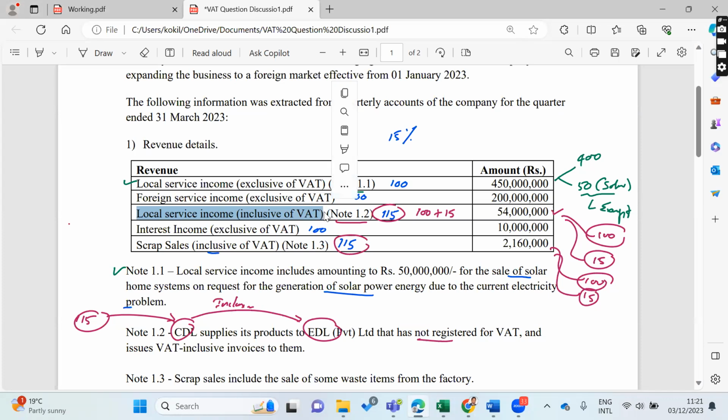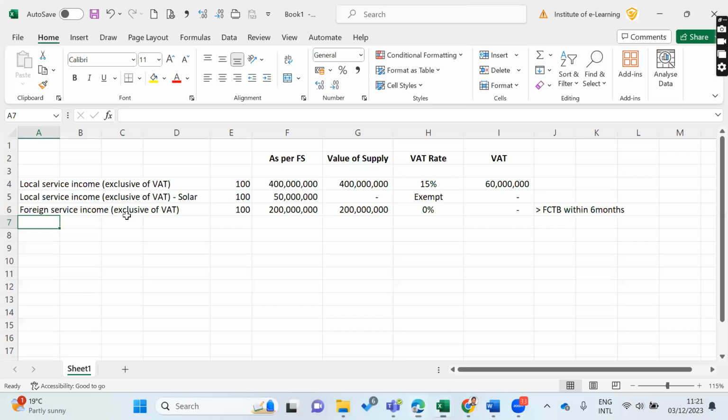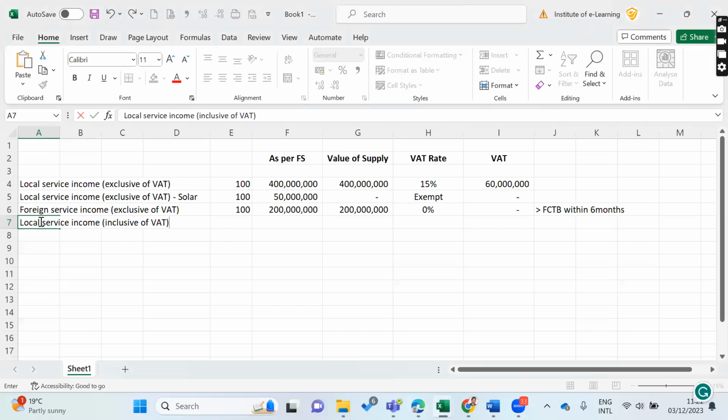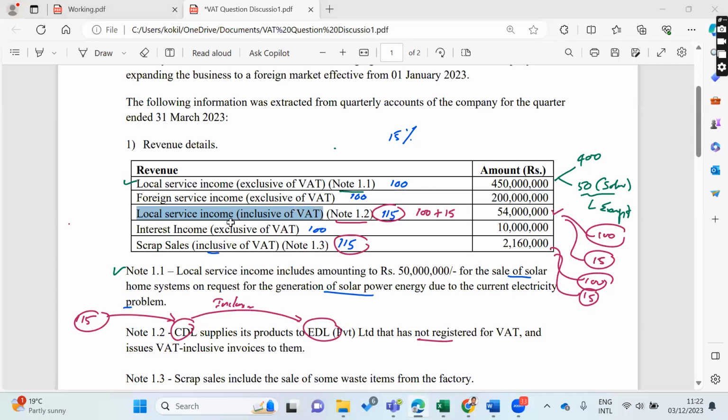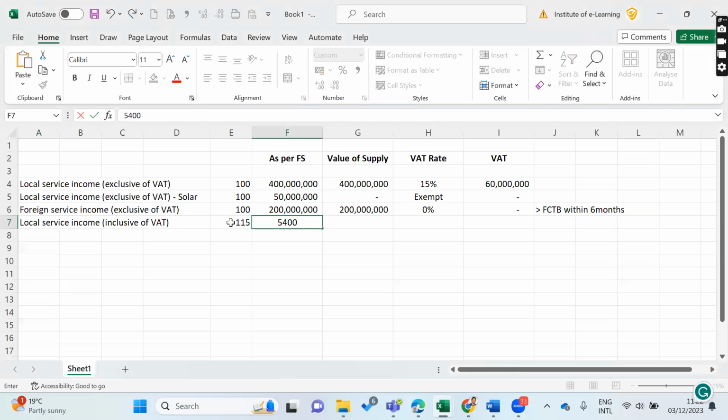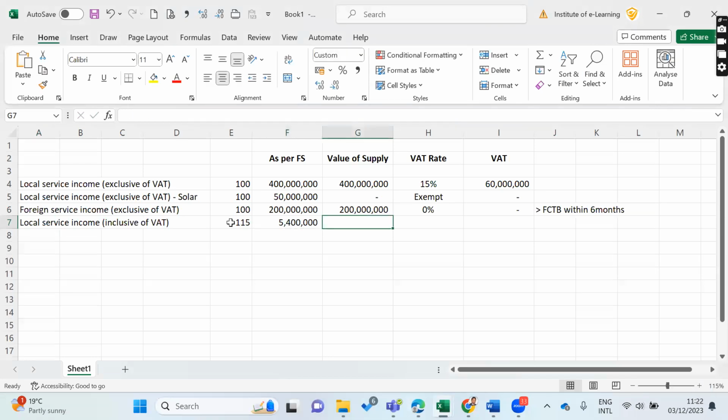Here, local service income, inclusive of VAT, right? Inclusive in the sense that here you would have to consider 115, right? Then here it would be 54 million, right? Here 54 million as for this one.